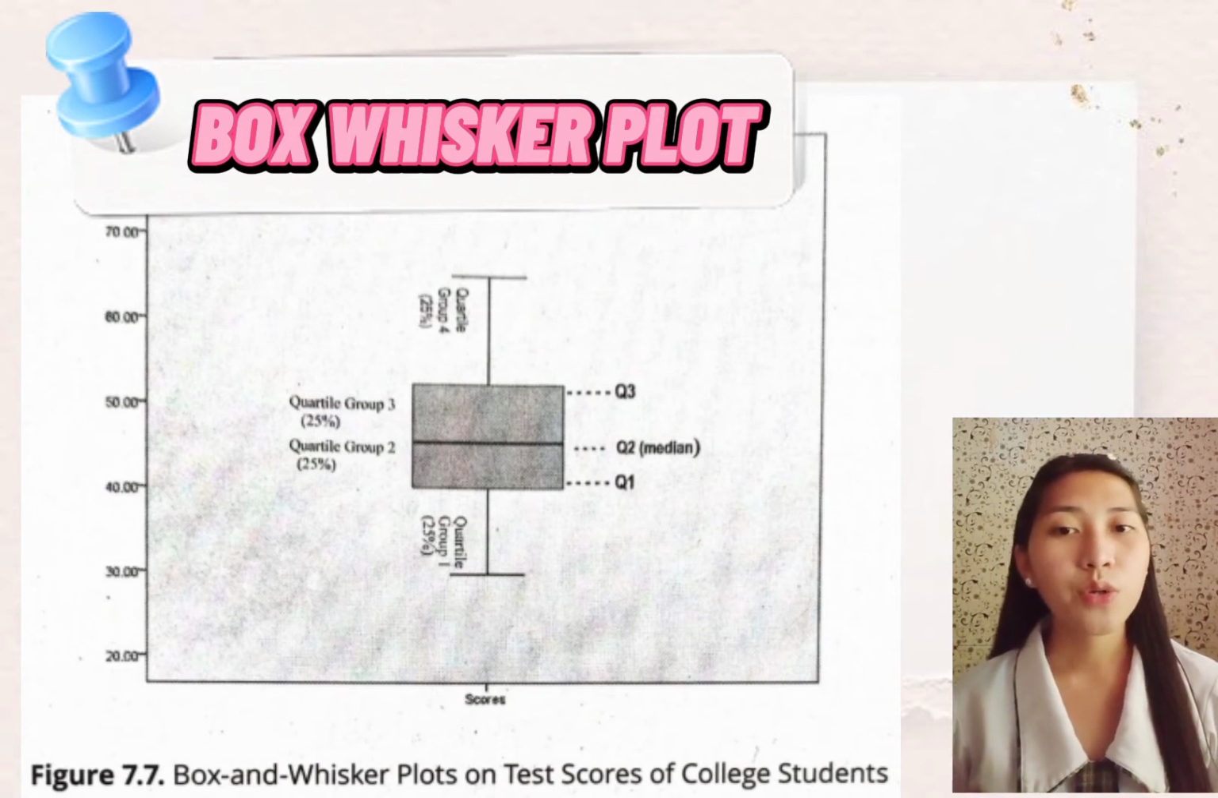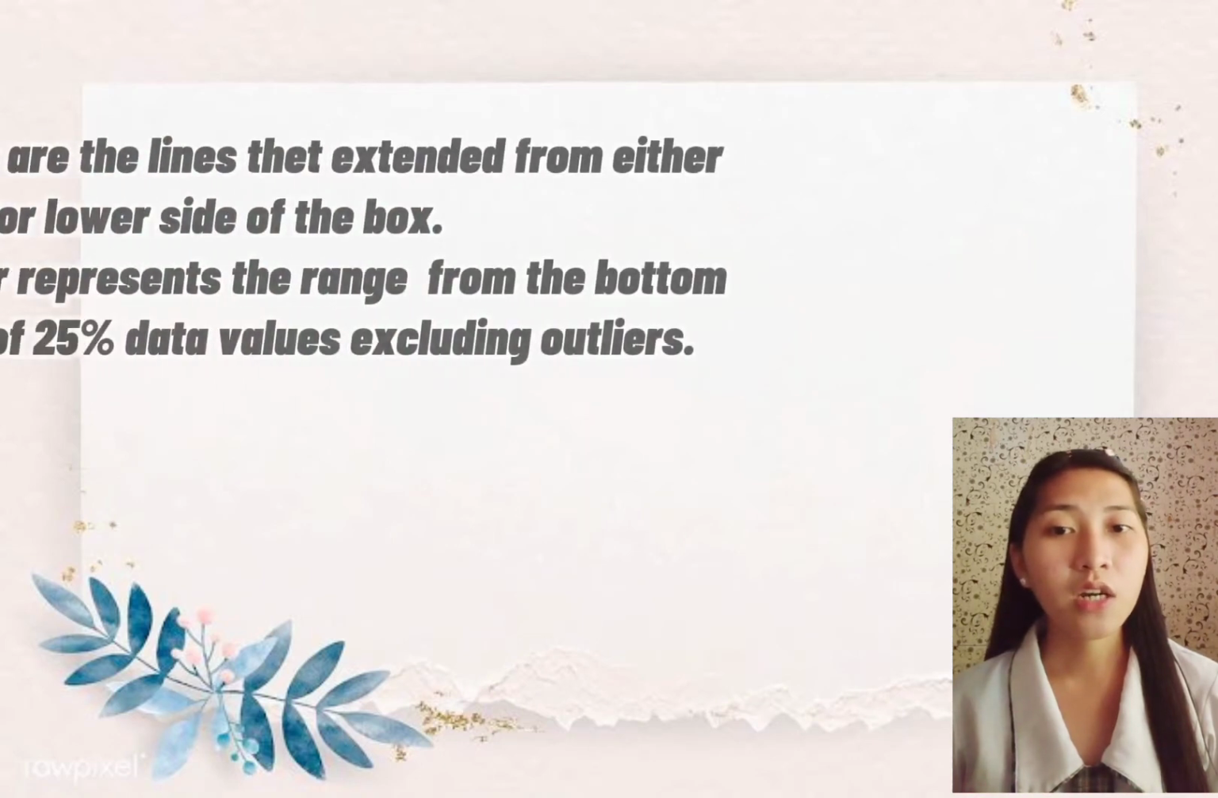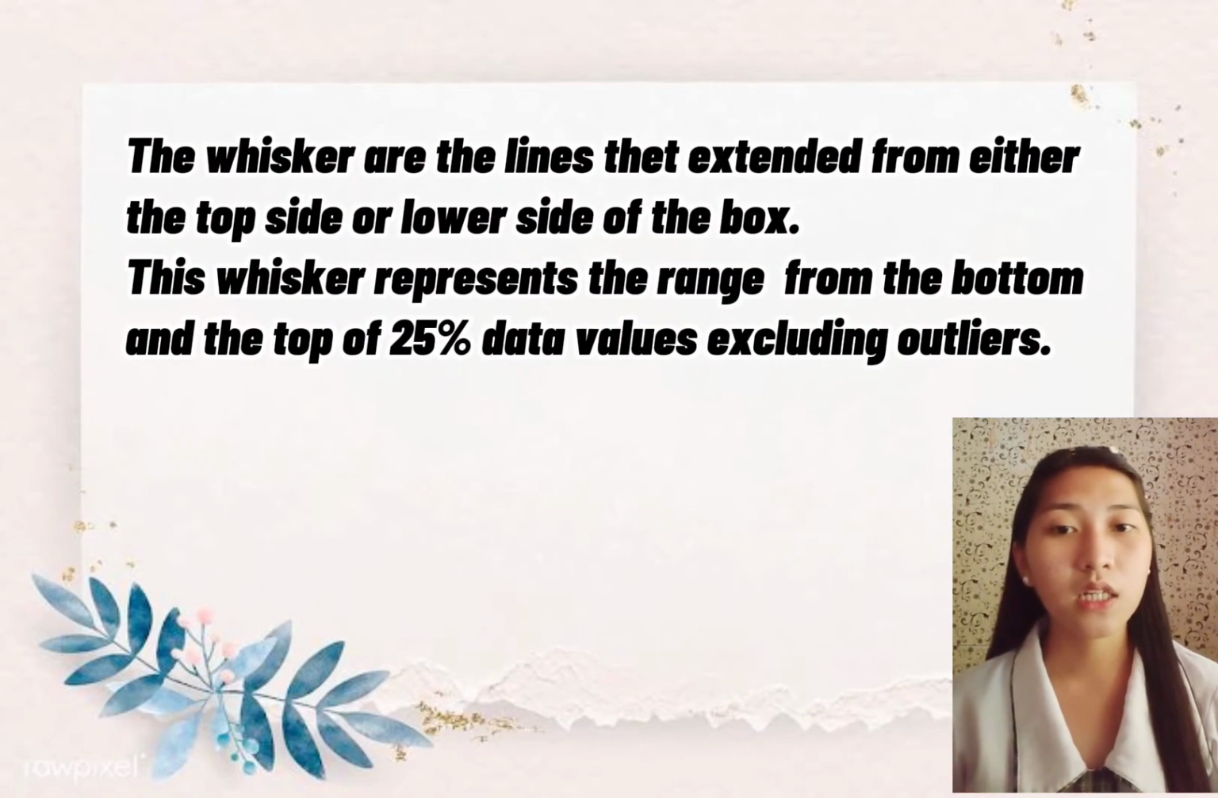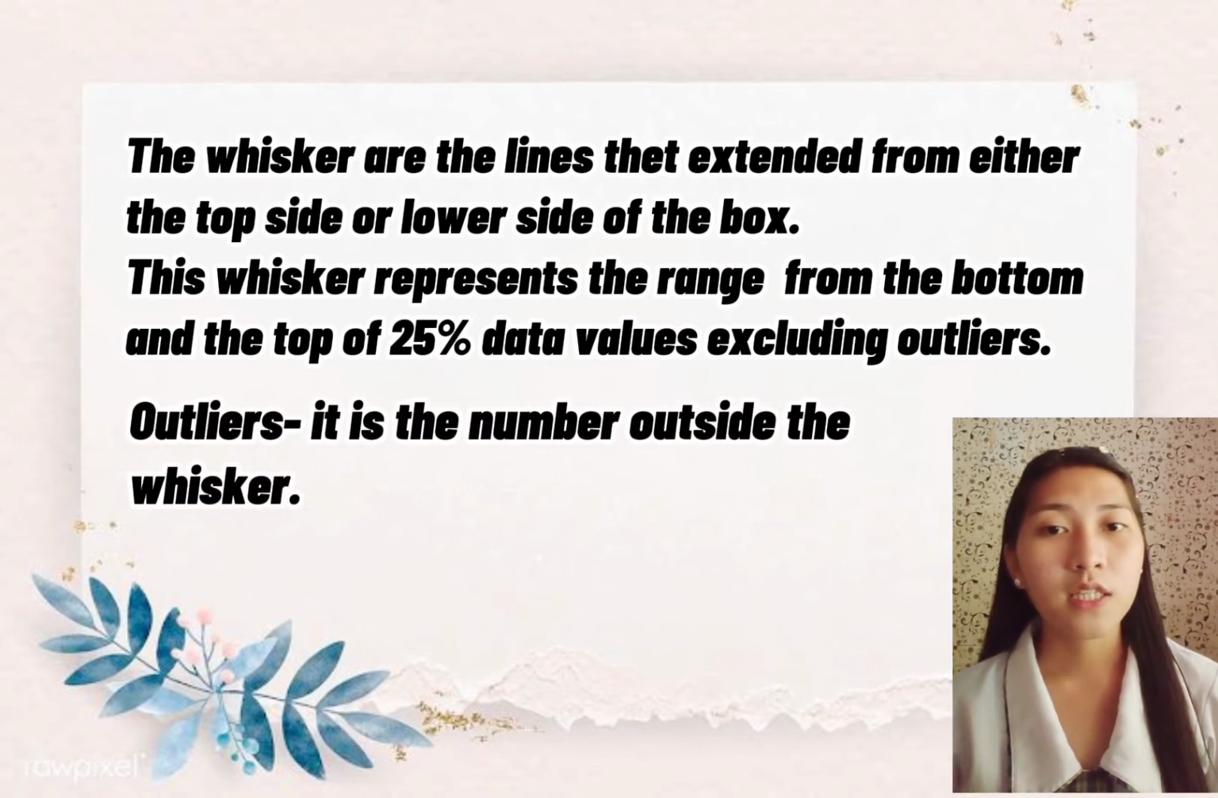It shows what scores separate each quartile, as well as the minimum and maximum values. The whiskers are the lines that extend from either the top side or lower side of the box. The whiskers represent the range of the bottom and top 25% of data values, excluding outliers. Outliers are the numbers you see outside the whiskers.